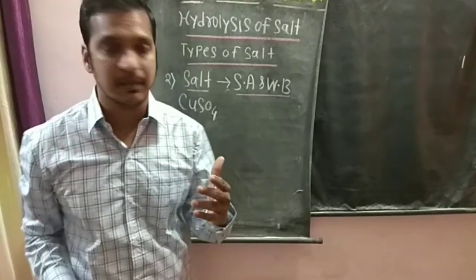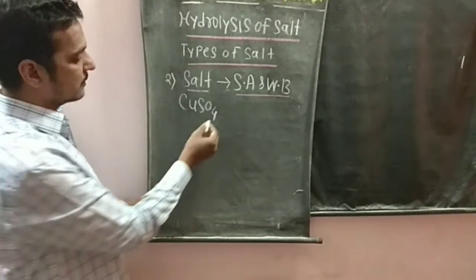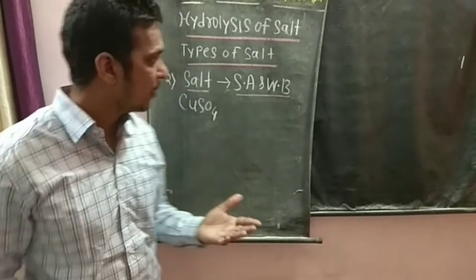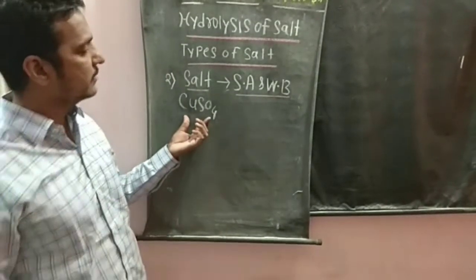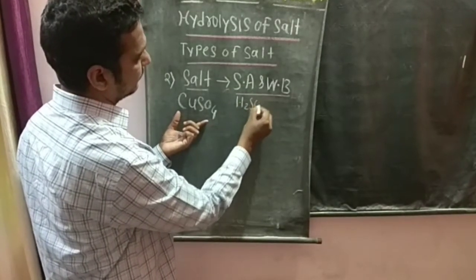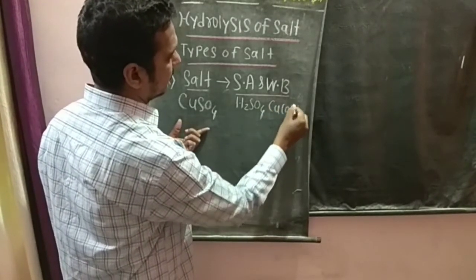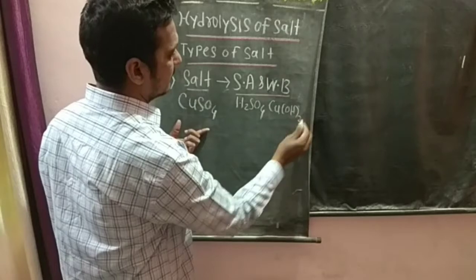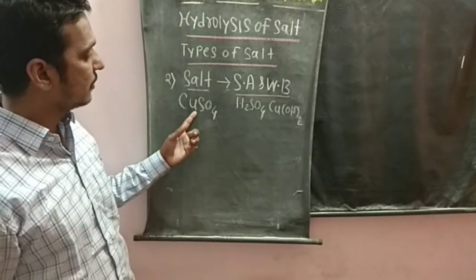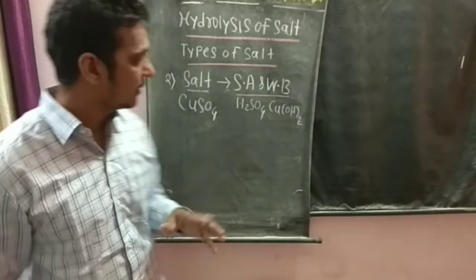We will explain the first example, a salt obtained from strong acid and weak base such as copper sulfate, CuSO4. Now copper sulfate is obtained from which strong acid and which weak base? Copper sulfate is obtained from a strong acid such as H2SO4, and a weak base such as copper hydroxide, Cu(OH)2.